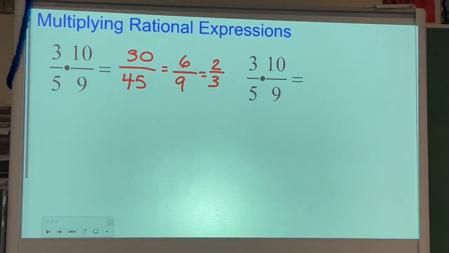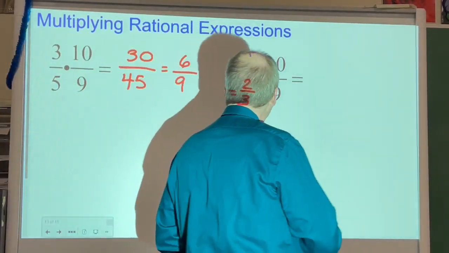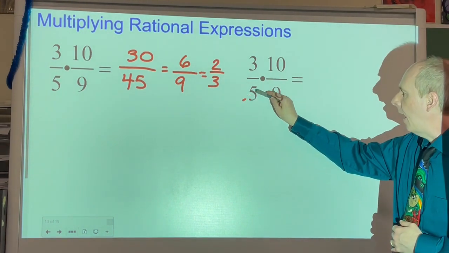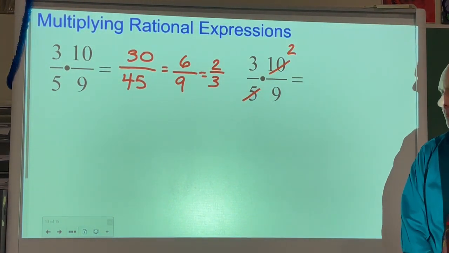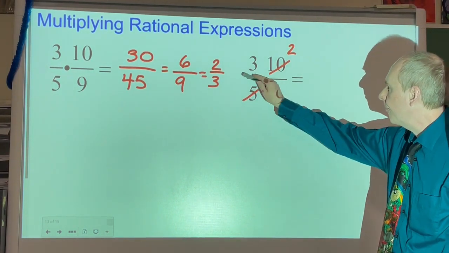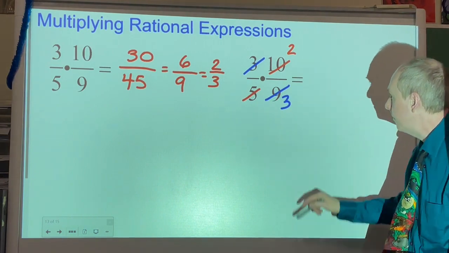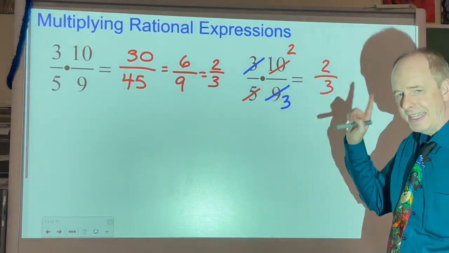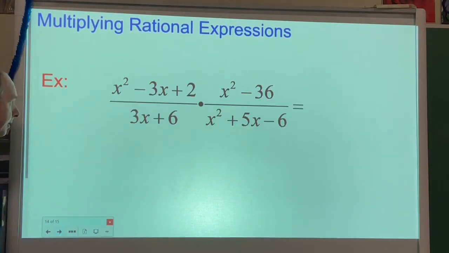The way that I learned to multiply fractions, because we weren't allowed to use calculators, was we looked for factors that divide into each other. So 5 will divide into 10 2 times. And then 3 will divide into 9 3 times. So when we're done, we just get our 2/3. That's the same kind of idea we're going to do, but with algebra.